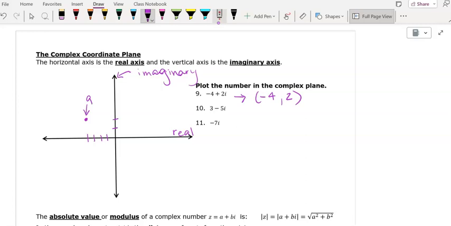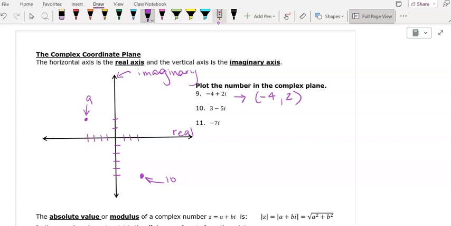Now I can go ahead and plot this one right here. It's at 3 - 5i, so that's right 3, down 5. So we would go 1, 2, 3, and then 1, 2, 3, 4, 5. Right here would be number 10. That's at 3 - 5i. My last one to plot here would be just this -7i.